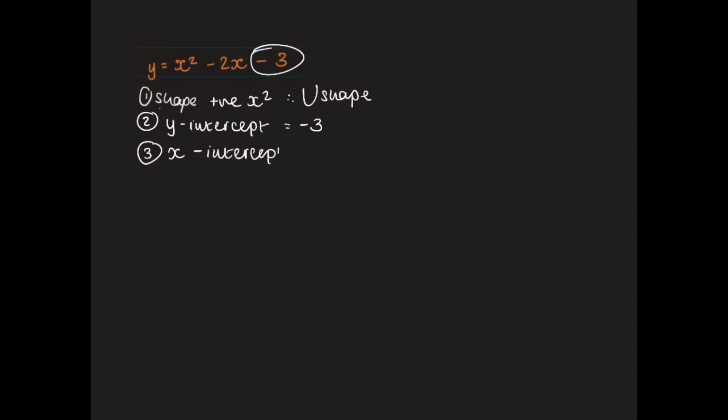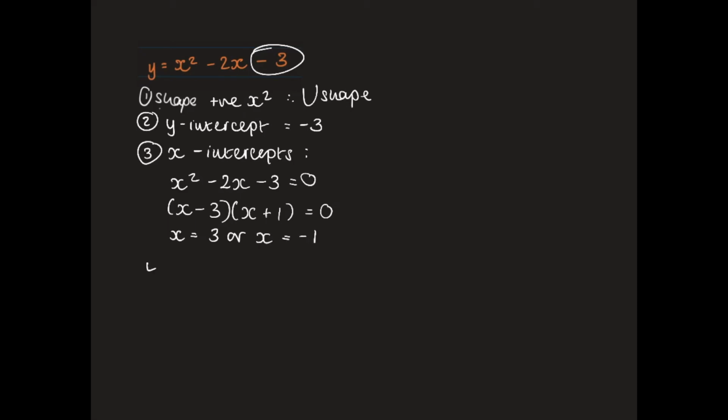So I put my quadratic equal to 0. Now I can see that this is going to factorise quite nicely because I can do x minus 3, x plus 1. So I know that my two x-intercepts are x equals 3 or x equals minus 1.